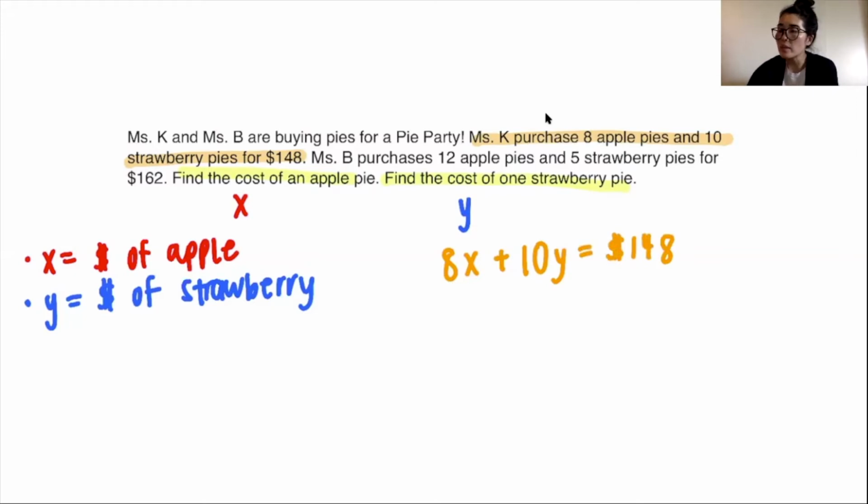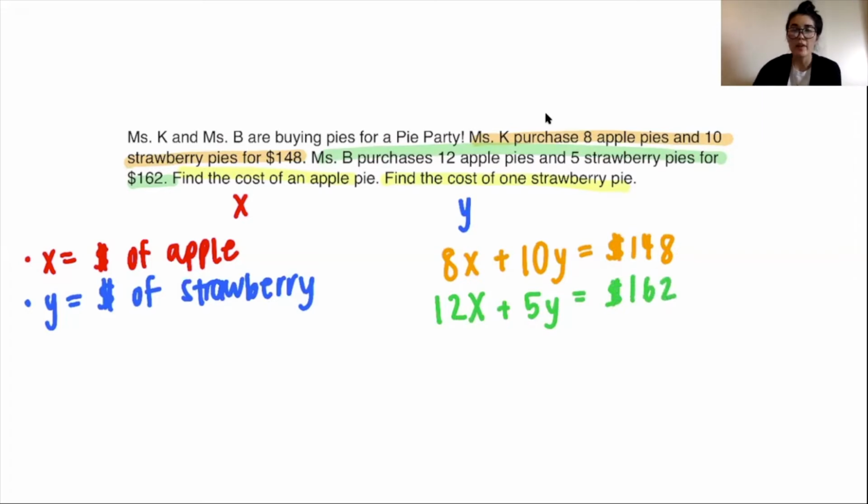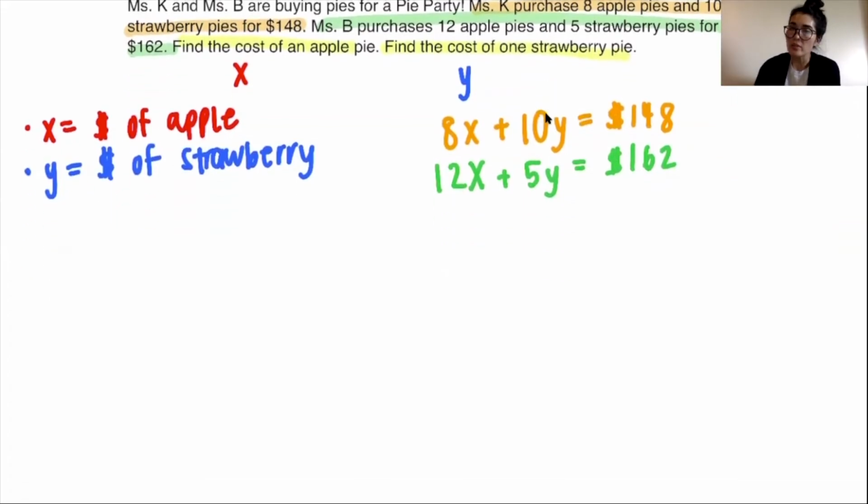All right, and we'll do the same for Miss B's. Here it says that she purchases 12 apple pies and 5 strawberry pies. Same idea: she has 12 apples, so 12x, because it's 12 pies times the price, plus the 5 strawberries times the price, so times y, is equal to this $162 that Miss B spent on the pies. Once you get your two equations, now we can go ahead and solve.